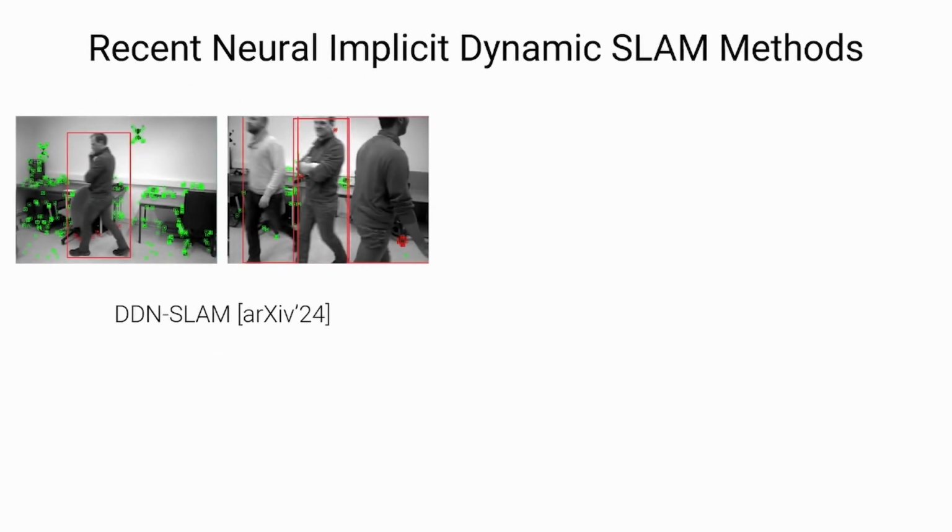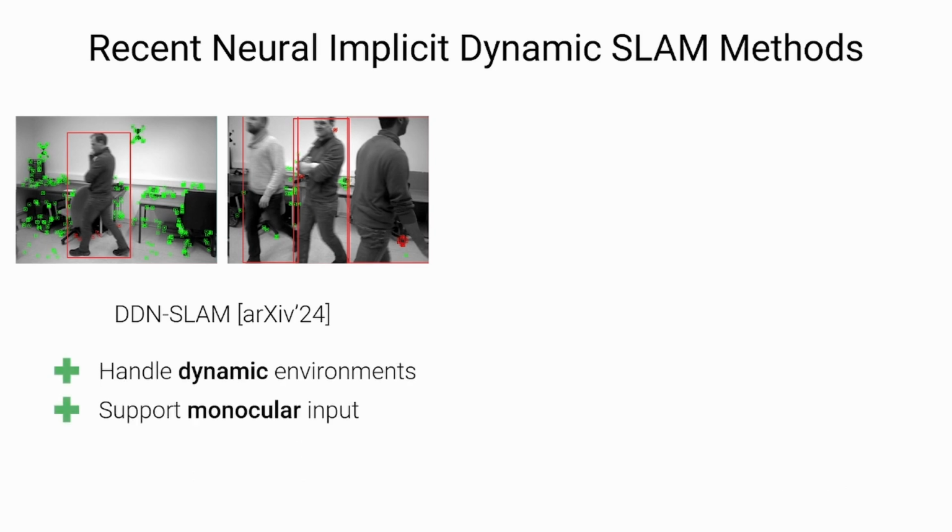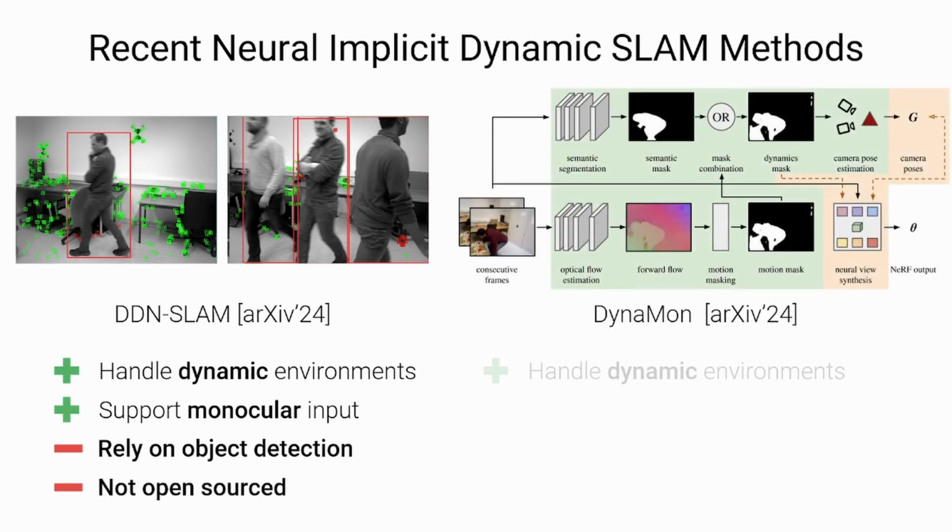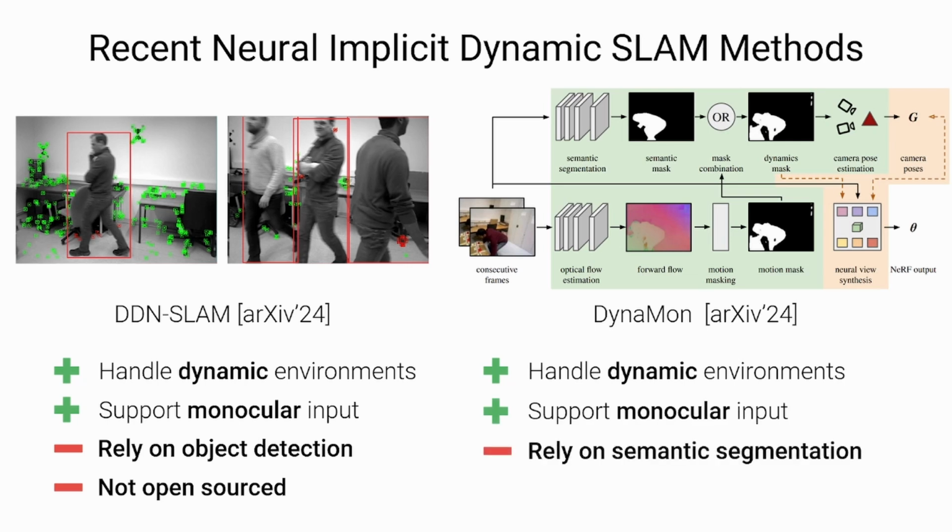Recently, several neural implicit dynamic SLAM methods have been proposed. DDN-SLAM can handle dynamic environments and supports monocular input. However, it relies on object detection with a feature reprojection error check and has not been open-sourced. Similarly, DynaMon also supports dynamic environments and monocular input. However, it depends on semantic segmentation combined with optical flow-based motion masks.